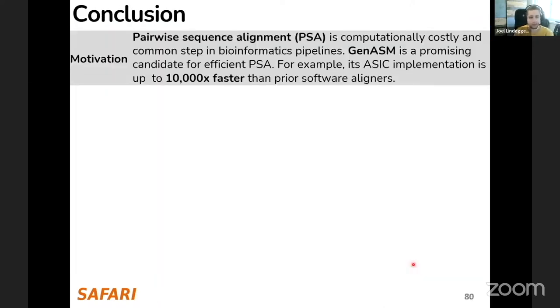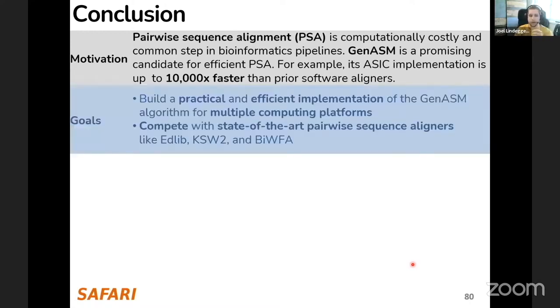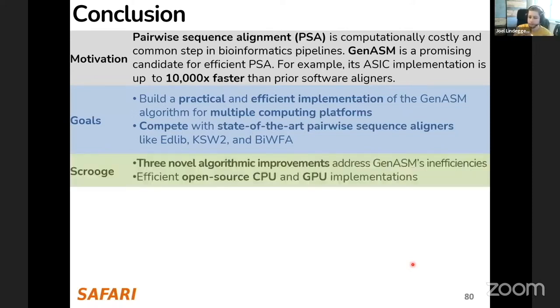So let me conclude by saying, okay, pairwise sequence alignment is computationally costly and a common step in bioinformatics pipelines. GenASM is this prior work, and it's a really promising algorithm for efficient pairwise sequence alignment. Our goal was to build a practical and efficient implementation of GenASM algorithm for multiple computing platforms and compete with state-of-the-art pairwise sequence aligners. To this end, we proposed Scrooge, which includes 3 novel algorithmic improvements on top of GenASM, which addresses some of its inefficiencies, and we introduce efficient open source CPU and GPU implementations of the improved algorithm.